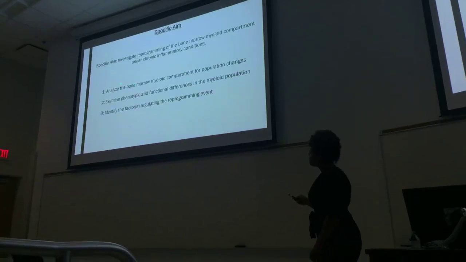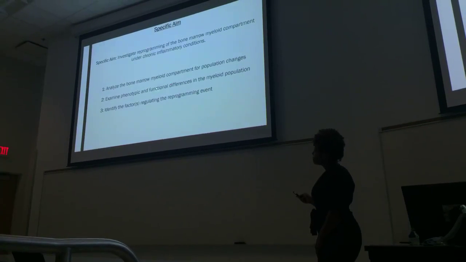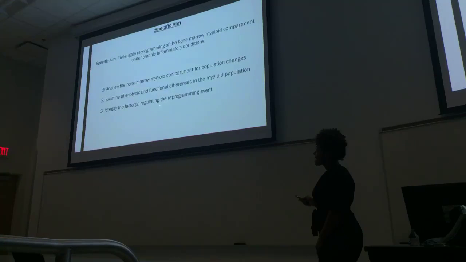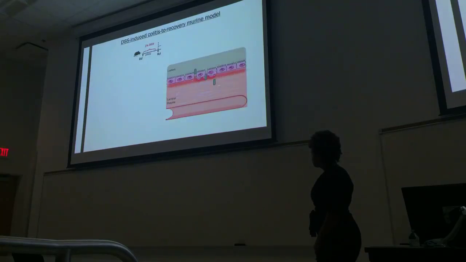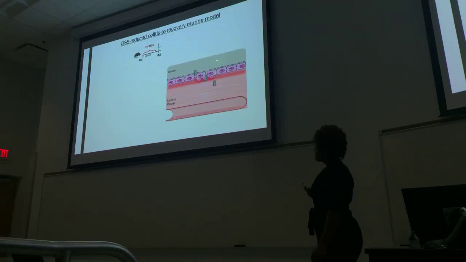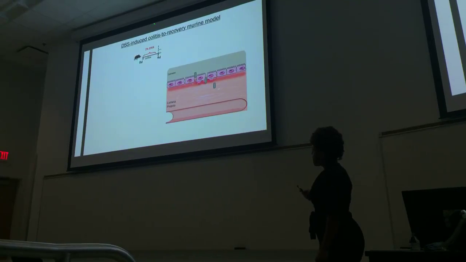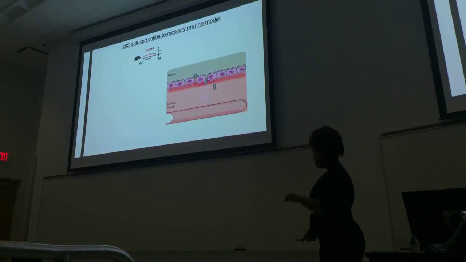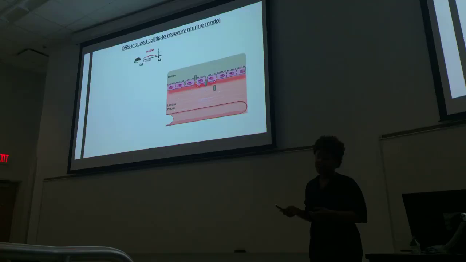To do that, I plan to analyze the bone marrow myeloid compartment for population changes, examine phenotypic and functional differences in the population, and identify a factor or factors that may be regulating these changes. To do this, we created a DSS-induced colitis to recovery model in which mice were treated with 2% DSS in water. These were healthy black 6 female mice, approximately 20 grams in weight. They were treated with 2% DSS in water for 9 days.